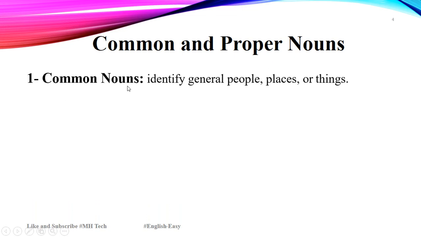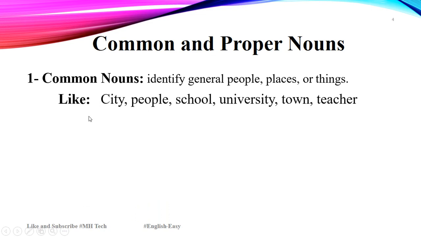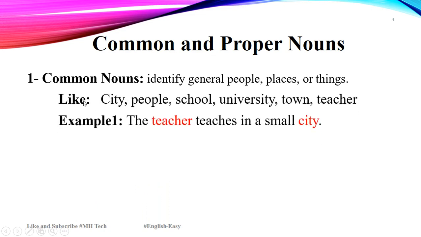So what are common nouns in English? Common nouns identify general people, places, or things. For example, the name which is general, places which are general, things. And go to the examples here. We have city, people, school, university, town, and teacher. These are the clear examples for common nouns.